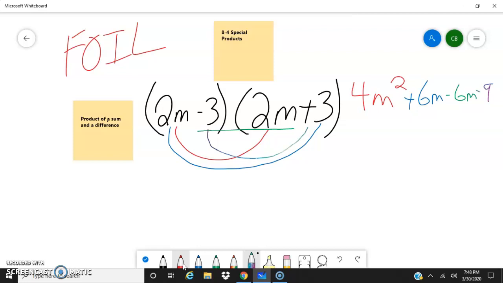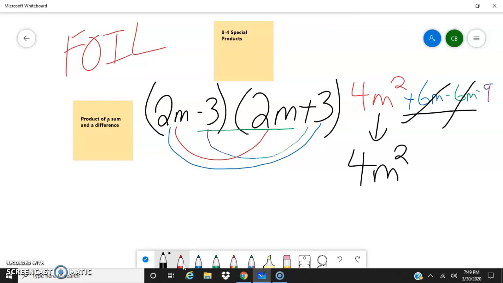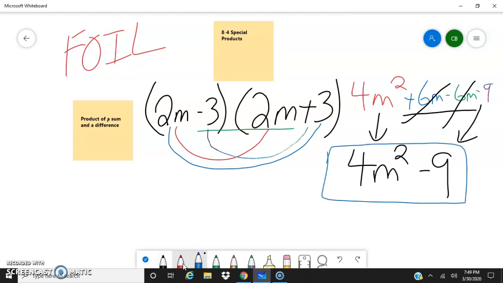And then just like always, after we get done FOILing, we're going to combine those like terms. If I look at my middle terms here, a positive 6 and a negative 6, those are simply going to cancel out. So the answer that I'm left with is this 4m squared up there in the red, just bring it down. My other thing that is left is this negative 9, so minus 9. And that is going to be my final answer: just 4m squared minus 9.